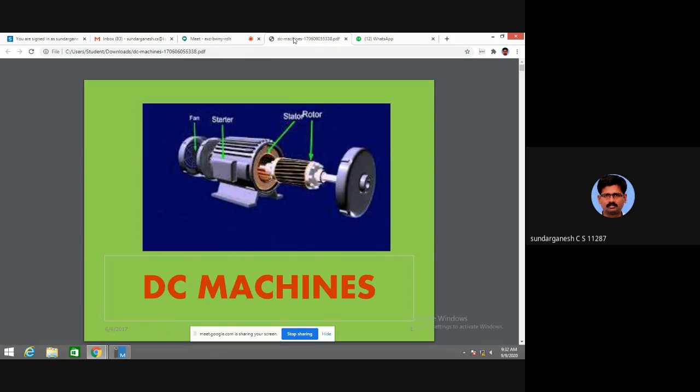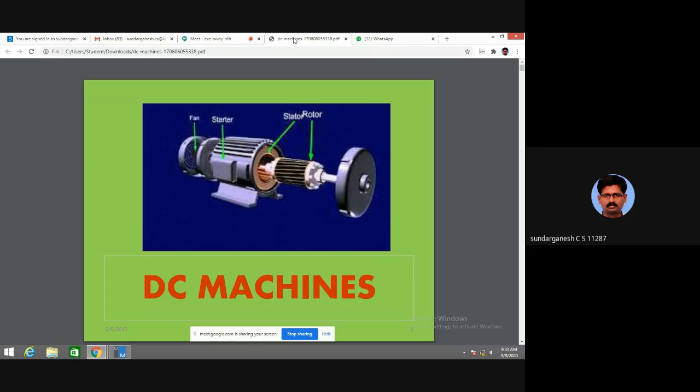So from an electrical point of view, what does a machine mean? It will convert electrical energy from one form to another form. So for example, a transformer will boost the voltage. It will boost the low voltage to high voltage or high voltage to low voltage. If it is a generator or motor, it will convert or produce mechanical energy.